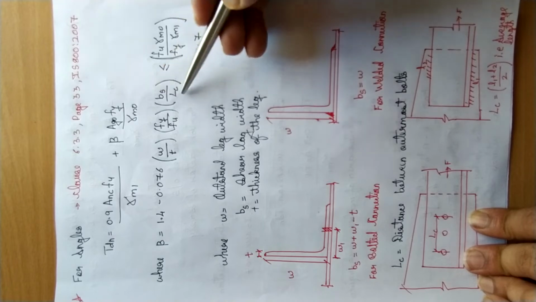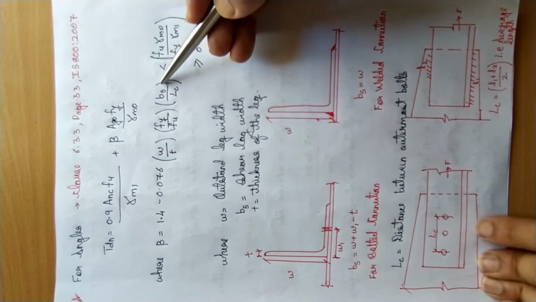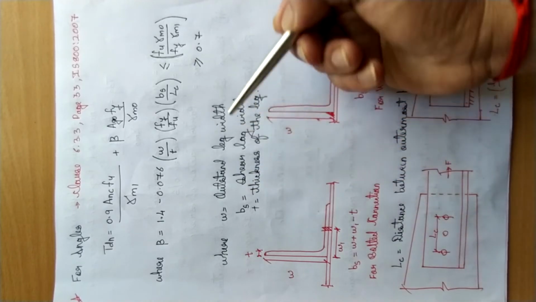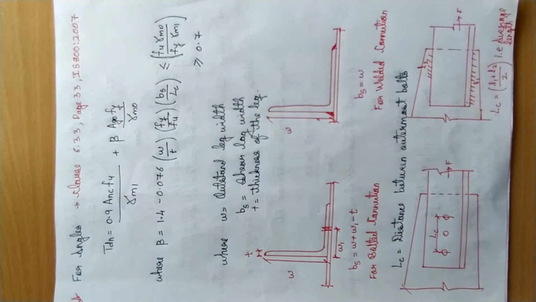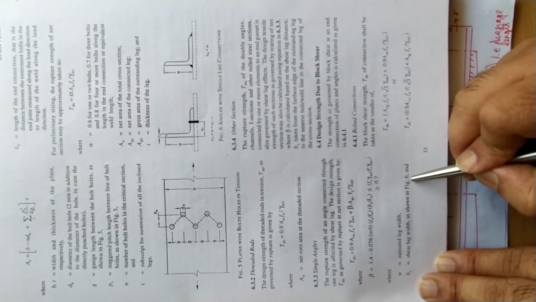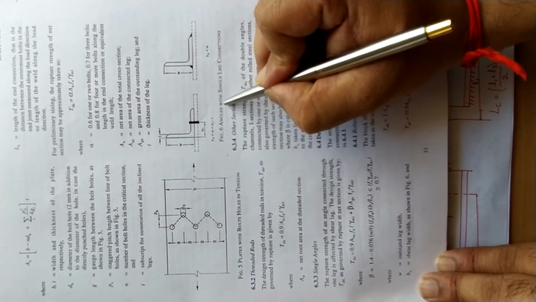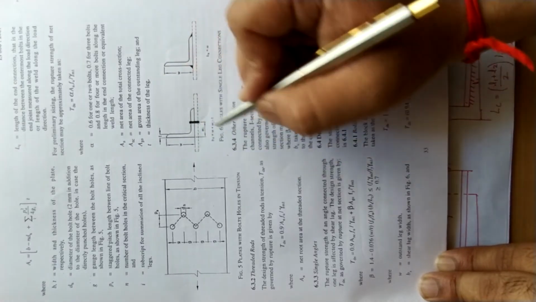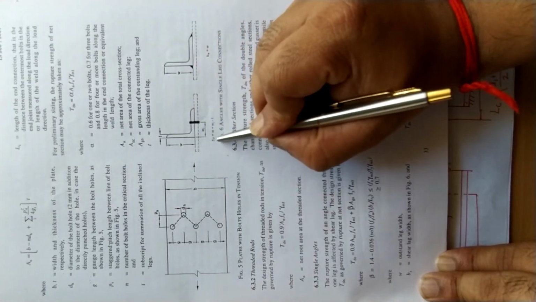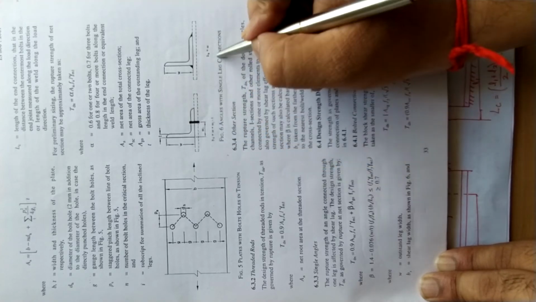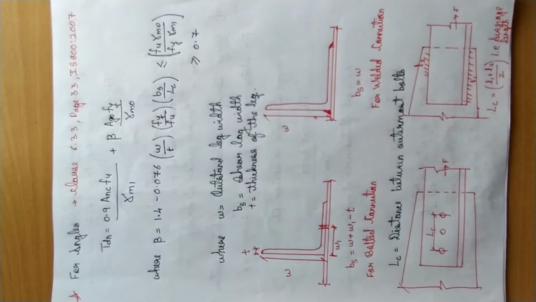Next is Bs upon Lc. Let us see what is Bs. Bs is nothing but the shear lag width. Let us show it here. So Bs is the shear lag width as shown in Figure 6. This is Figure number 6, angle with single leg connections. This is used for calculation of the Bs. Here they have given the formula: Bs is equal to W plus W1 minus T, and Bs is equal to W.